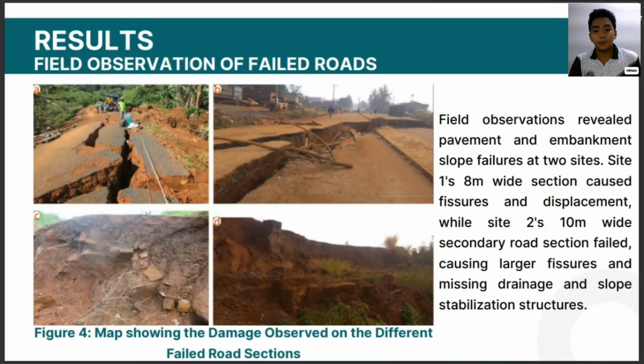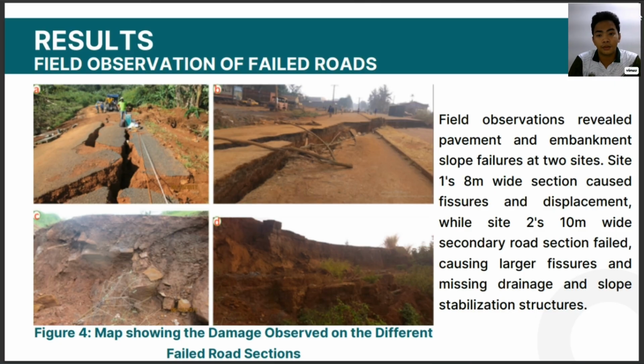Now for our results, which is divided into 4. First, we have the field observation of failed roads. We can see in Figure 4 that field observation revealed pavement and embankment slope failures at 2 sites. The first site had an 8-meter wide section, oriented northeast to southwest, causing fissures and displacement of road sections. The northwest section failed with the maximum failure located to the west.